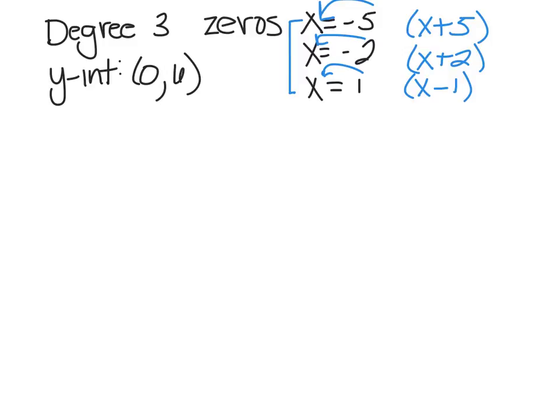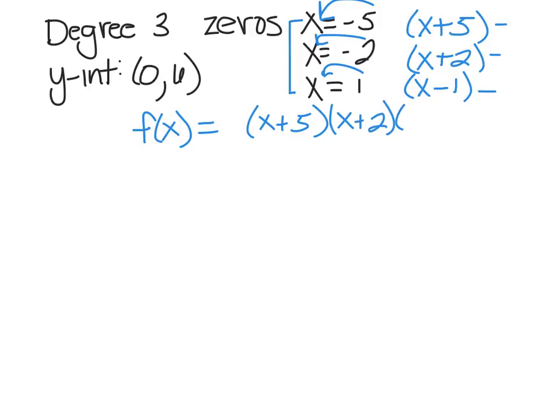And it says a degree 3. Well, that's because there's 3 of them. So let's go ahead and write an equation so far. So what we have right now is f of x equals x plus 5, x plus 2, and x minus 1. But we need to figure out what number goes there to stretch this graph so it goes through the y-intercept. Here's how we do it.